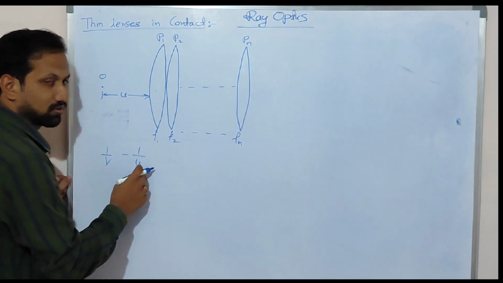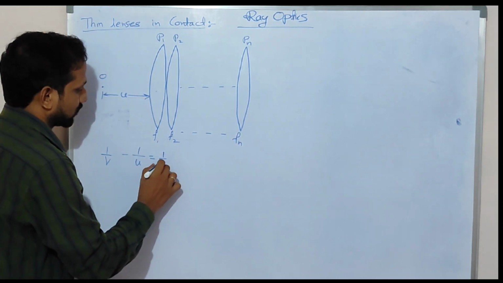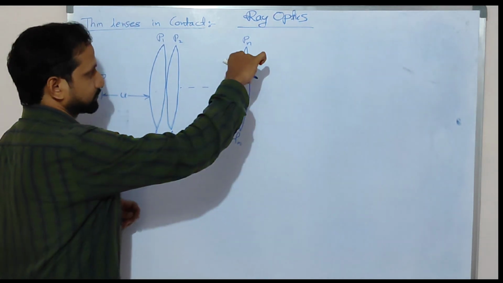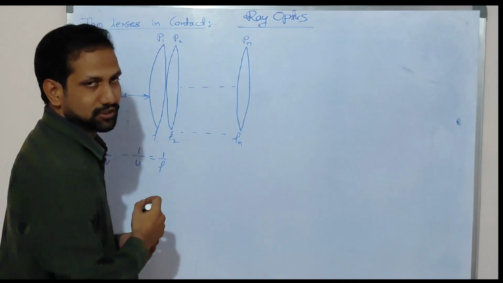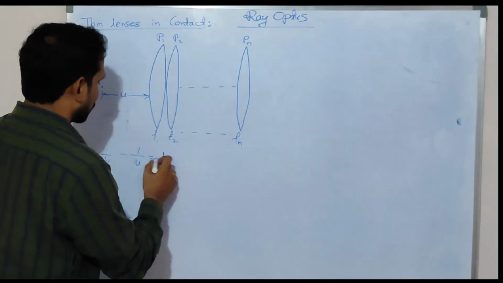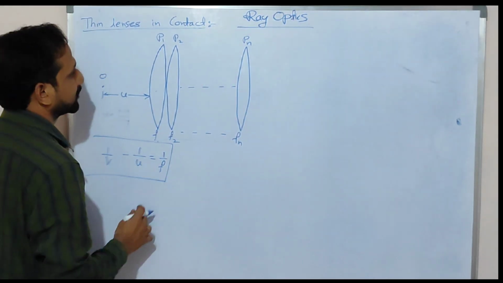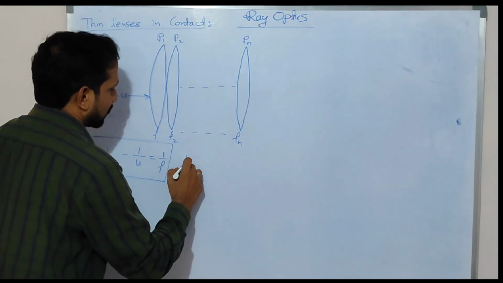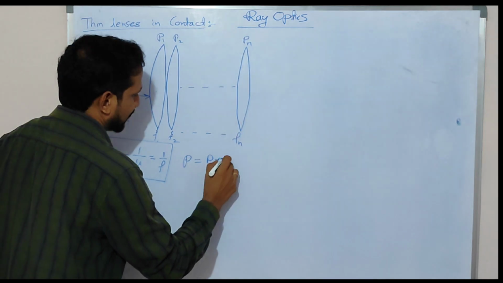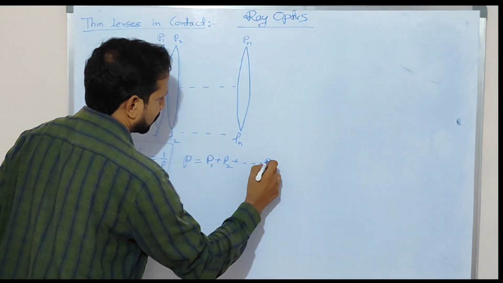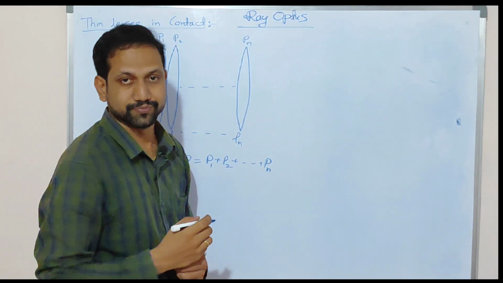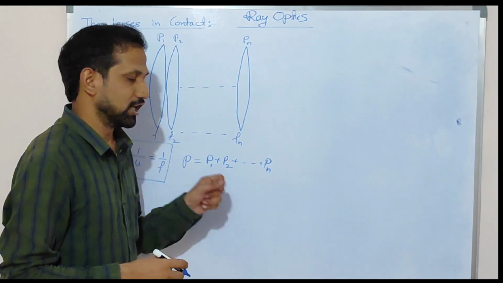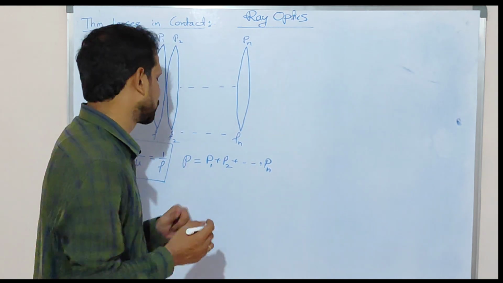The lens formula is 1 by v minus 1 by u equals 1 by f. What is this f? Actually, it is the focal length of the system, which we can easily find. Before finding the focal length, let us first see the power of the system. The power of the system is additive. Remember, optical power is additive. If it is positive, we add; if it is negative, we subtract it. I'll tell you when it is positive and negative also.